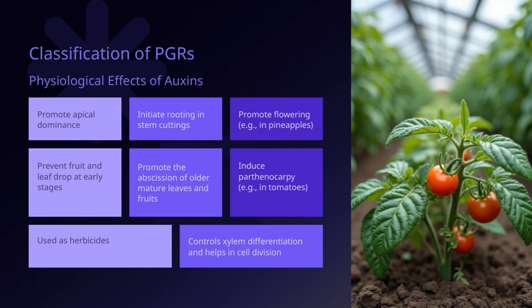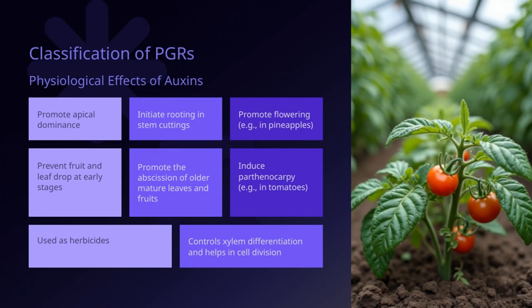These plant hormones play a crucial role in controlling xylem differentiation, which is essential for the plant's water transport system, and they also help regulate cell division, supporting overall growth. One interesting application is their ability to induce parthenocarpy, meaning fruit development without fertilization, such as in tomatoes, which can be very beneficial for certain agricultural practices. Auxins also promote flowering, as seen in crops like pineapples, encouraging earlier or more abundant flowering. Additionally, they are used as herbicides, which might sound surprising, but certain synthetic auxins can selectively target weeds.